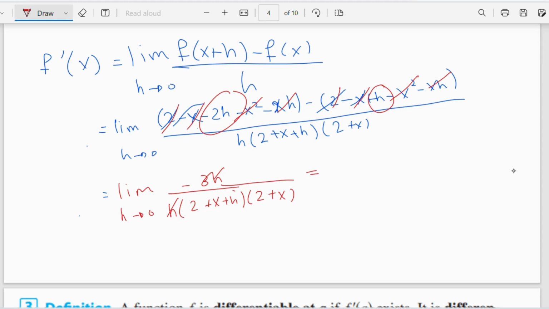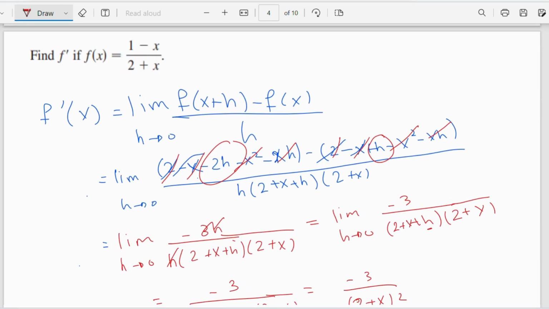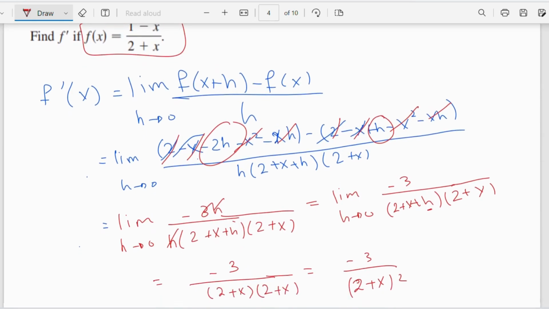So we're gonna have the limit of minus 3 over 2 plus x plus h, 2 plus x, as h goes to 0. We're gonna just substitute the h by 0. So what we're gonna have is minus 3 over 2 plus x times 2 plus x, which is 2 plus x squared, and this is the derivative of the function 1 minus x over 2 plus x.